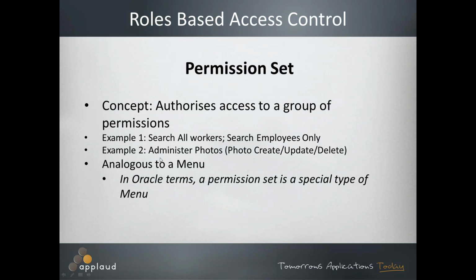So again, a couple of examples here. Search for all workers could be a combination of the two permissions, search for employees and search for contractors. Or you could have a permission set that's got one single permission in it that only allows you to search for employees. So a permission set has to have at least one permission available in it.